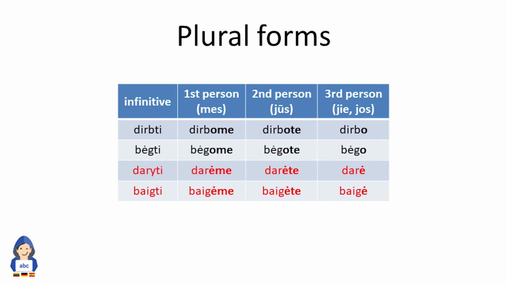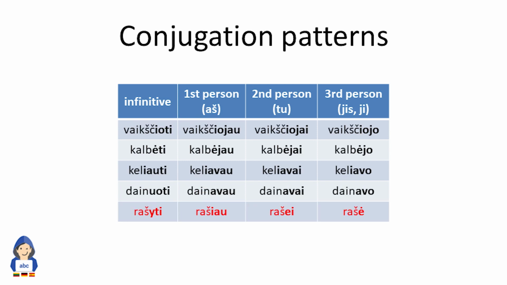But the story doesn't end here. Sometimes we have longer endings in infinitives, or a bit more vowels in one place, and then you have some additional letters that slip in when you conjugate the verbs. So for example, vaikščioti, to walk, then the third person would be jis vaikščiojo. You see some longer ending, but first and second person are built from the third person and follow the same pattern as we had with the word dirbti, to work. So aš vaikščiojau, tu vaikščiojai, jis vaikščiojo.